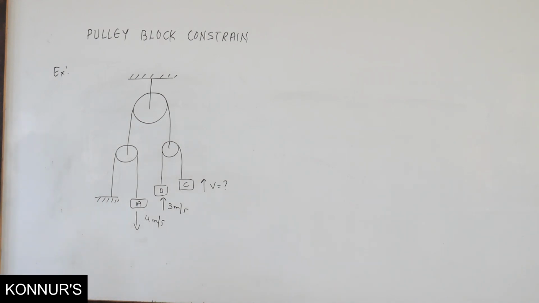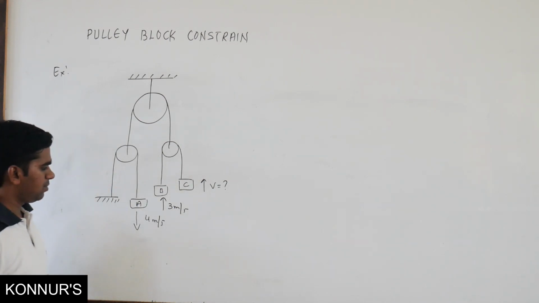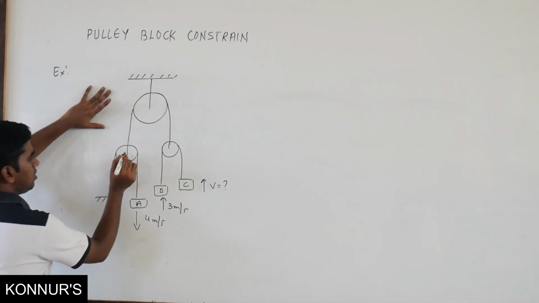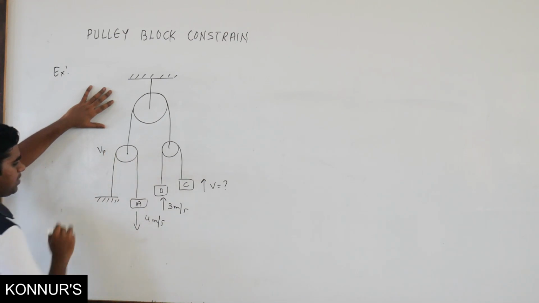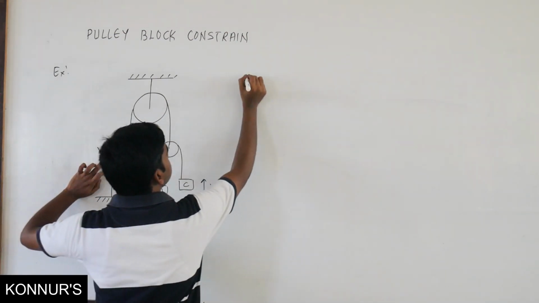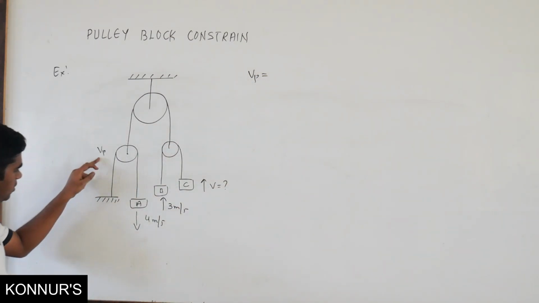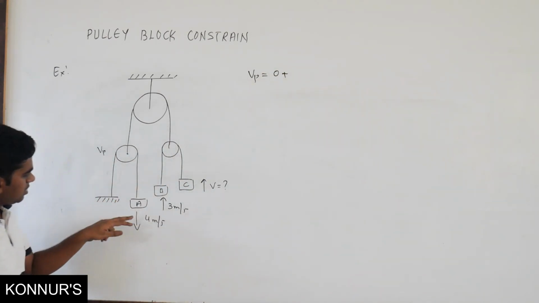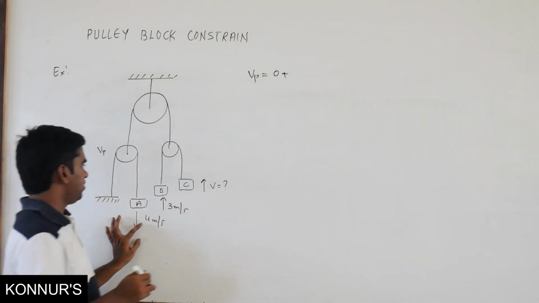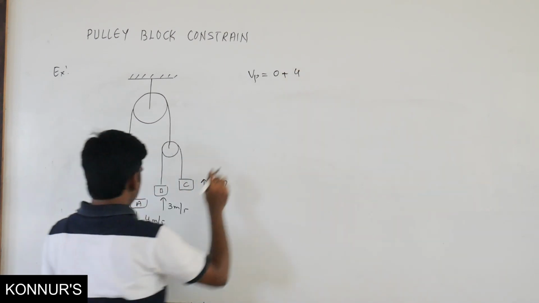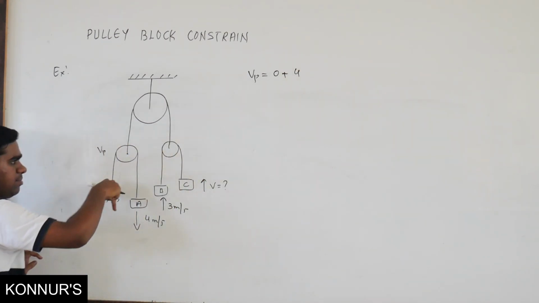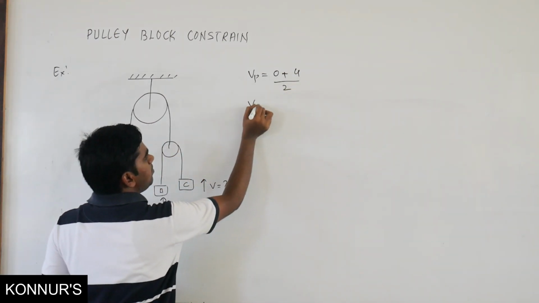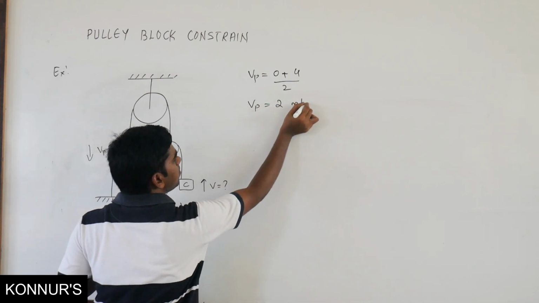Okay. So how can we solve this one? Apply your pulley method. We'll see whether pulley method will work or not. First connect here. This is a pulley. So you can take the velocity of pulley. Velocity of pulley here equals velocity of this one, which is 0, plus velocity of A. Velocity of A you can take as 4. I am not taking negative sign, I am taking everything in downward direction only. So 4 divided by 2. So Vp becomes 2 meter per second.